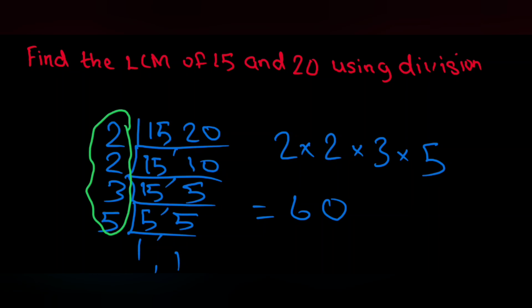Division method saves time, especially with larger numbers. That's how you find the LCM. Listing works for smaller numbers, division method is quicker for bigger ones. Practice both and you'll get the hang of it.